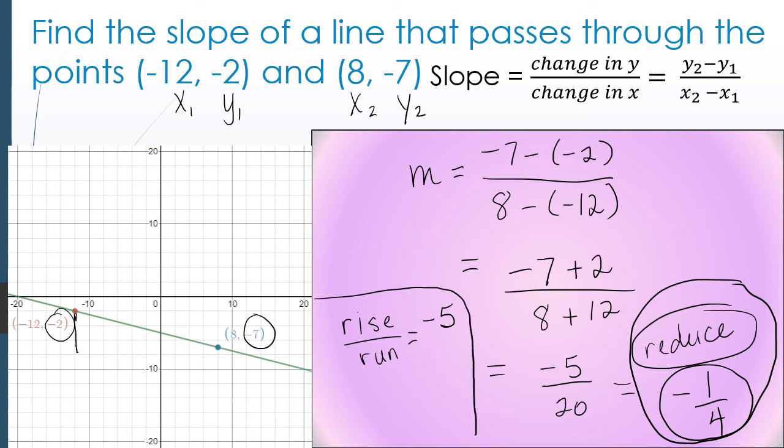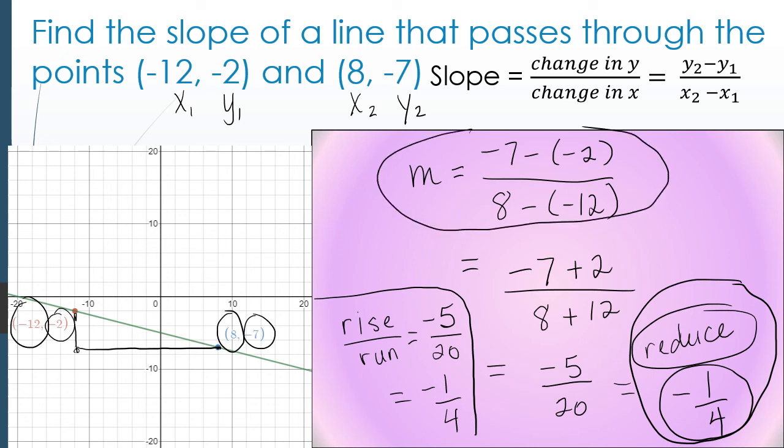And then how far to the right do we have to go to get from negative 12 to 8. To get from negative 12 all the way to 8, we had to go right 20 units. So our slope is negative 1/4, rise over run. But this is all you really need to do. I just wanted to show you graphically what that looks like.